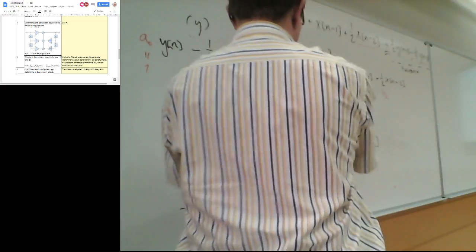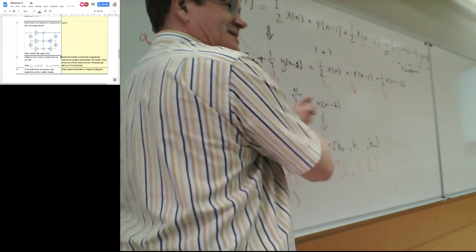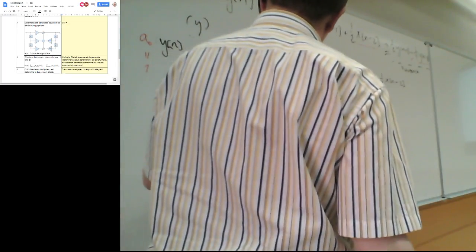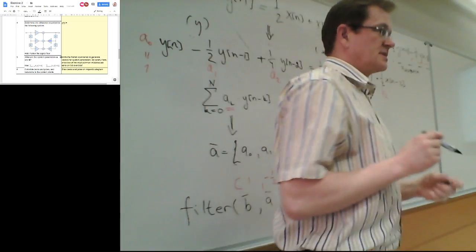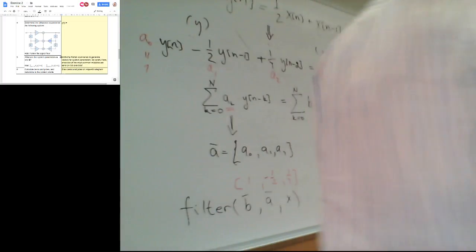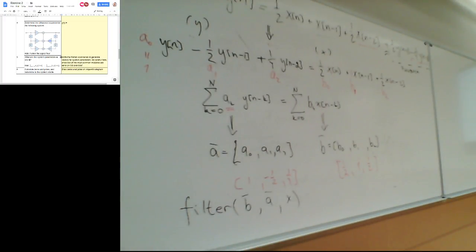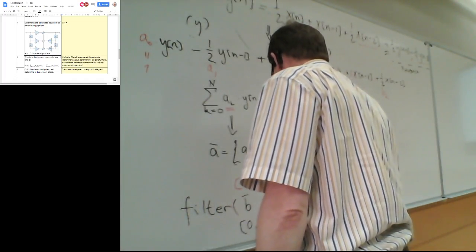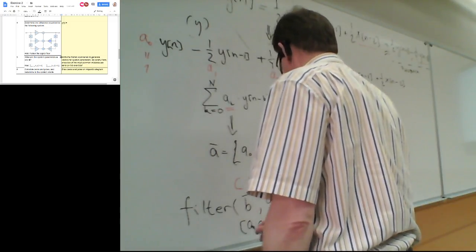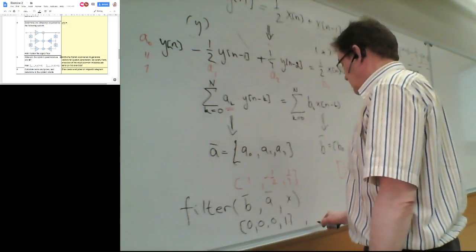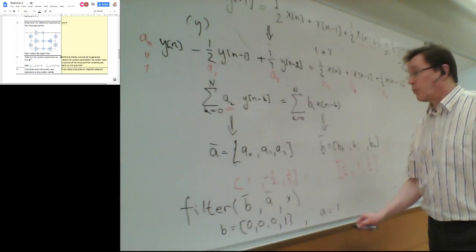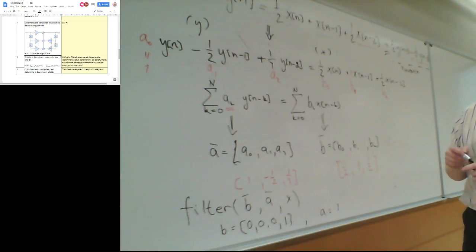It's also very simple to mix these A and B. Remember, A is the output coefficients and B are actually the input coefficients. Why that way? For historical reasons. Okay, so filter. Earlier we had a filter which has 0, 0, 0, 1 as the B, and then A was just 1.